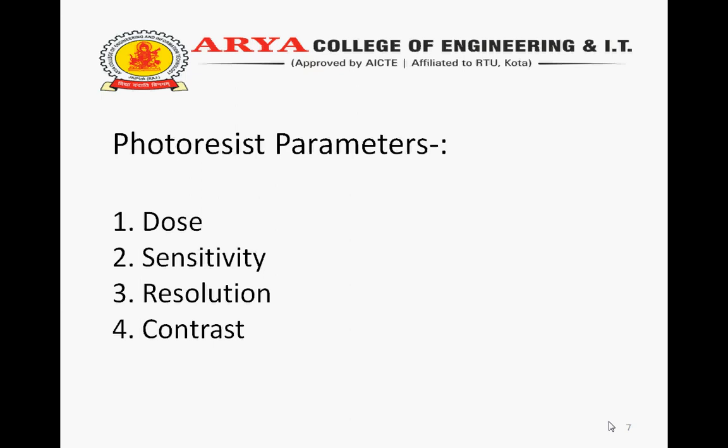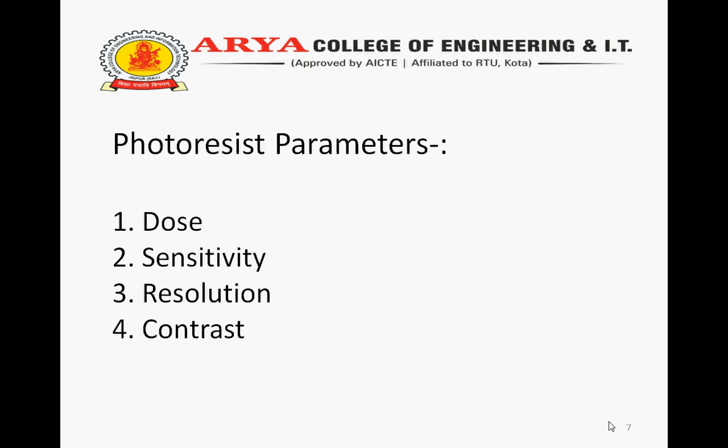Second is sensitivity. Sensitivity refers to the amount of light energy necessary to create the chemical change. The more sensitive a photoresist, the faster is the process because for a given exposure intensity, a shorter exposure time is required. Third is resolution. Resolution refers to the smallest features that can be reproduced in a photoresist.